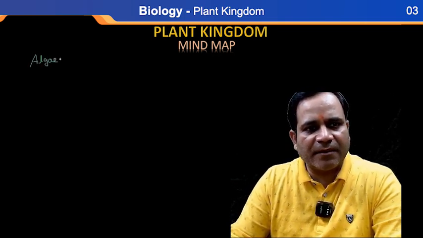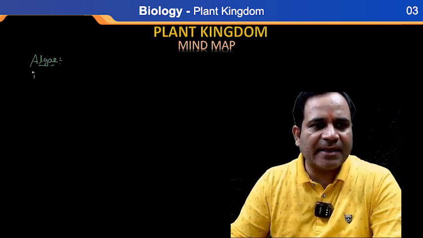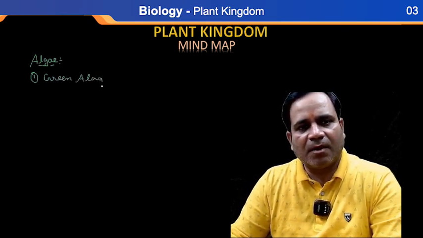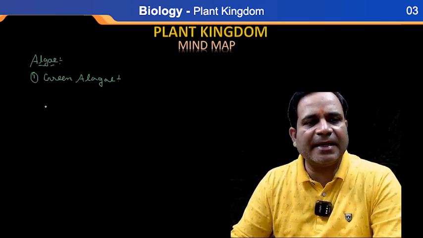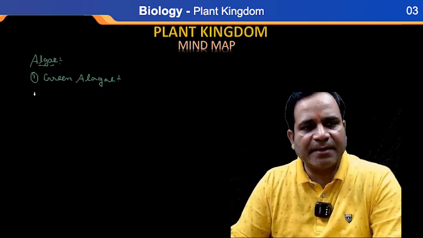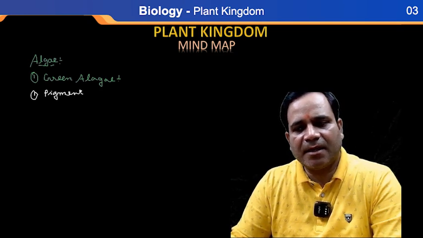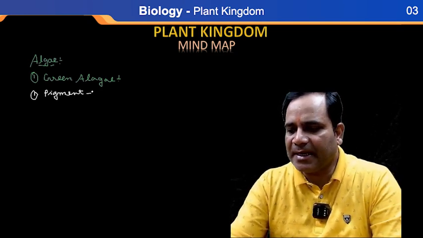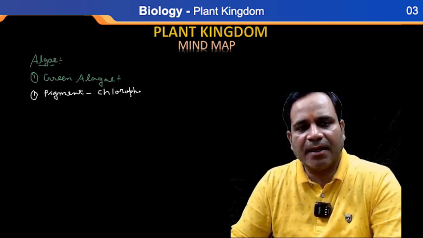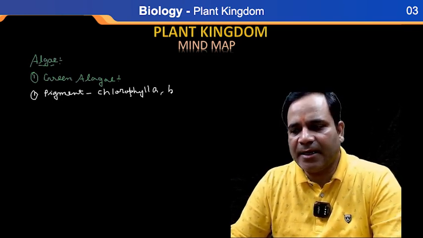I'm going to tell about what is written in the mind map. Algae. If I'm saying the algae here, which algae? Green algae. So what does the green algae contain? Let's see. Number one, that is pigment. What I'm writing here? Pigment, my dear. So which pigment is here? Here the pigment is chlorophyll. Chlorophyll A, as well as chlorophyll A and chlorophyll B.